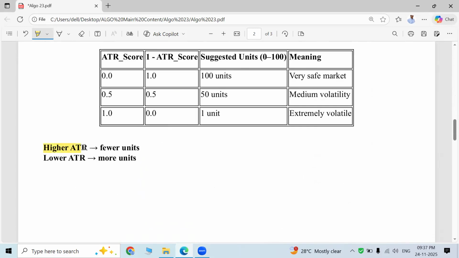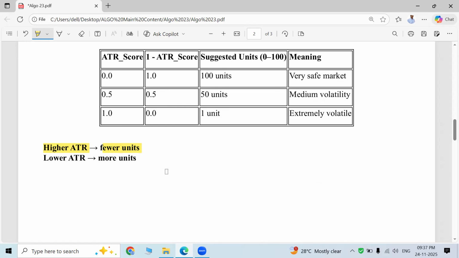That means we are going to check the volatility with the logic of ATR. ATR is average true range. If the ATR is very high, that means volatility is very high, trade few units. That means reduce your position size.